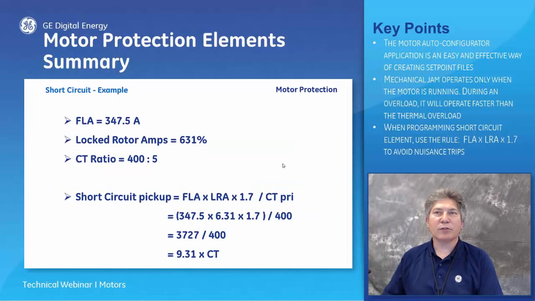Here's a short circuit example. If FLA is 347.5 amps, locked rotor amps is 631, the CT ratio is 400 to 5. The short circuit pickup level calculation is as follows: FLA times locked rotor amps times 1.7. In this example, the pickup level works out to be 9.31 times CT.